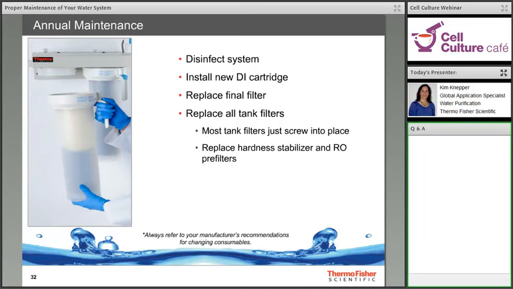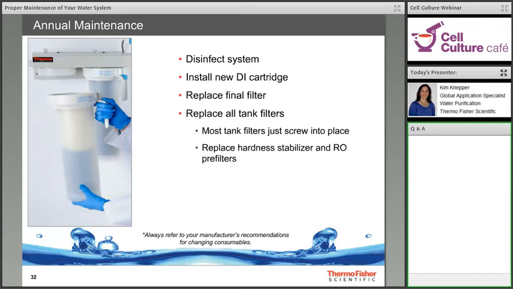Typical steps in this process would be to remove the DI cartridge and the final filter and dispose of those. Install the water system cleaning cartridge in solution. You'll enter the cleaning function via the control panel, and then allow the system to do the disinfection process, which would include recirculation and flushes. Now, this cleaning should apply to any kind of storage tanks that are feeding the ultrapure water system as well. Again, just follow the operation instructions from the manufacturer for that complete procedure.